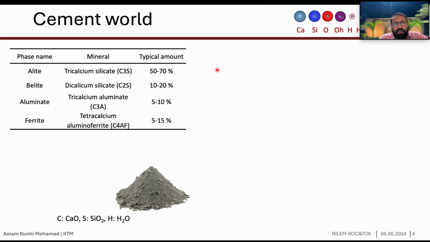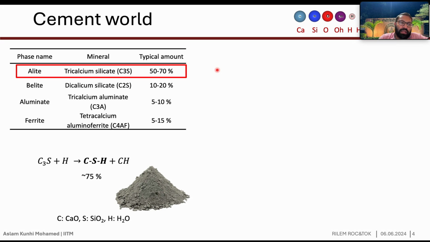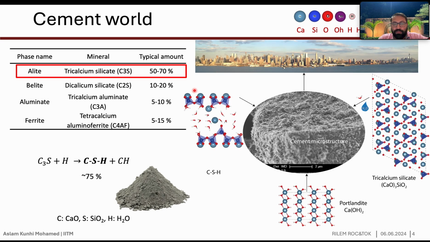From an atomistic perspective, we have Portland cement with four phases, with alite being the main phase, which reacts with water to form CSH and CH. So you have crystalline tricalcium silicate, which reacts with water to form Portlandite, which is also crystalline, and then you have a nanocrystalline CSH being formed.